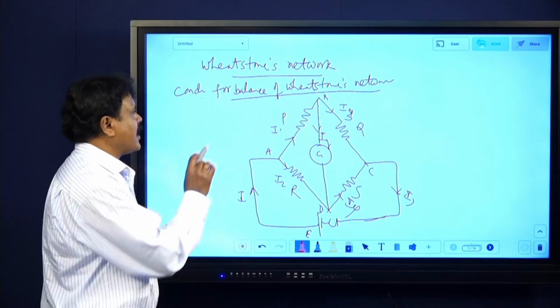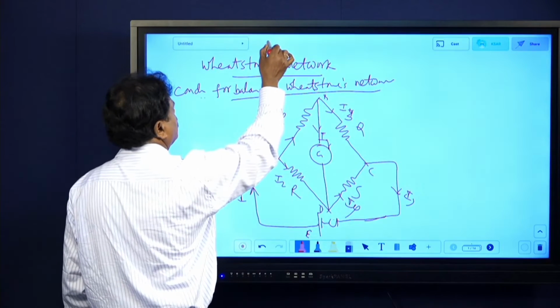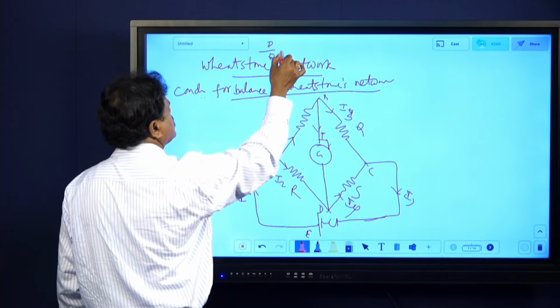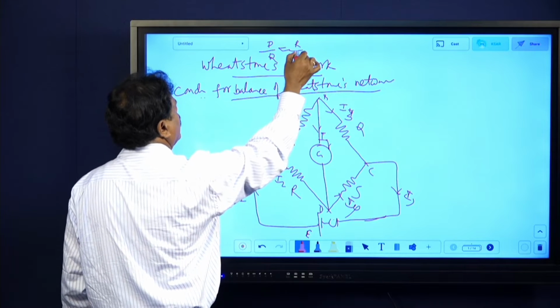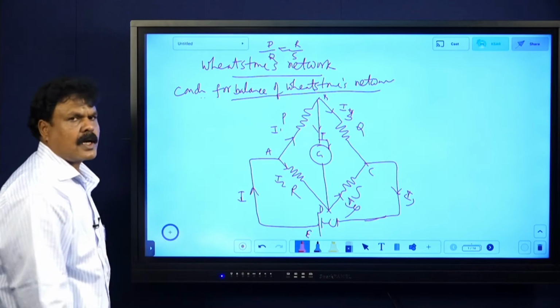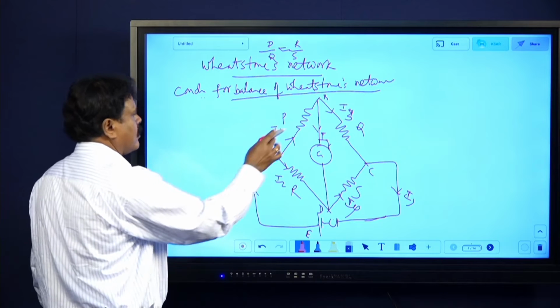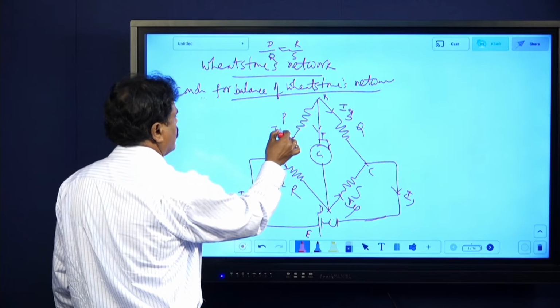Or even we will be asked like, show that in a balanced Wheatstone's network, P by Q equals R by S. So now here, what to write here is, this is I1 I told.